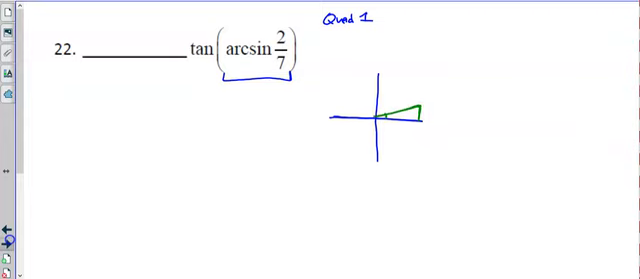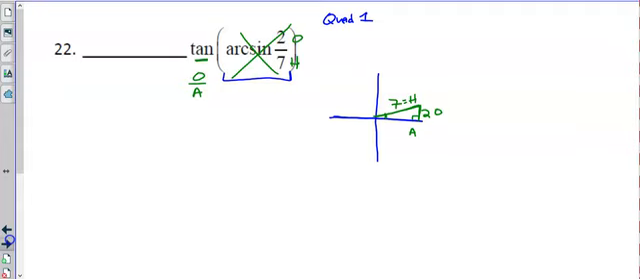Okay, so sine is opposite over hypotenuse. So here's our little angle. We're in the first quadrant each time. Opposite side is 2, so I'm going to make a right triangle. Hypotenuse is 7, okay? So that's done. We're done with that part. We don't have to worry about it anymore. Now we're looking for tangent of that triangle. Well, tangent is opposite over adjacent. We have our opposite side. We do not yet have our adjacent side. So we need to find it.